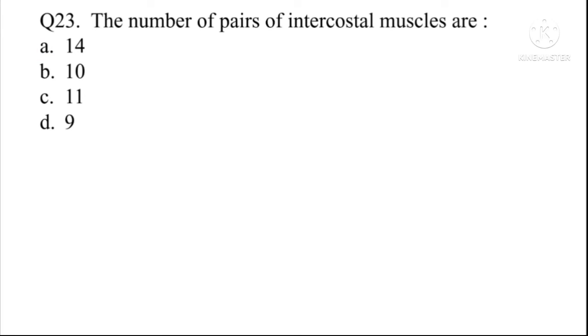Next question is, the number of pairs of intercostal muscles are, options are option A, 14, option B, 10, option C, 11, option D, 9. So intercostal muscles are the muscles which are present in between the ribs, and its correct answer is option C, 11.